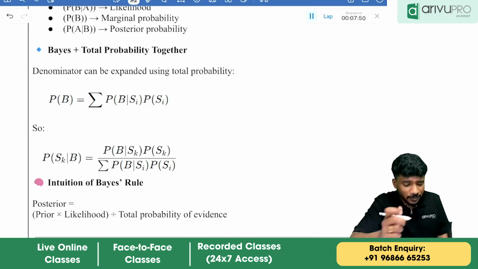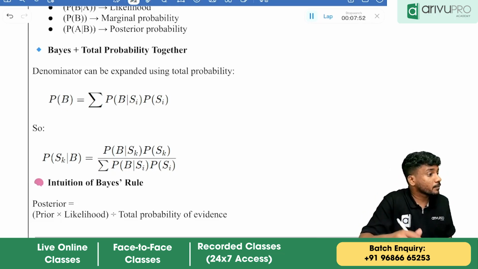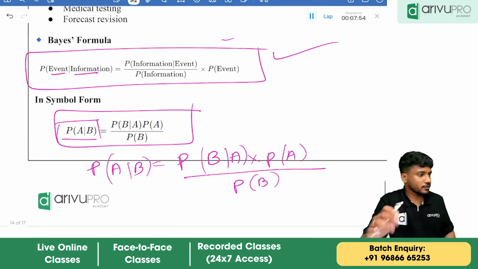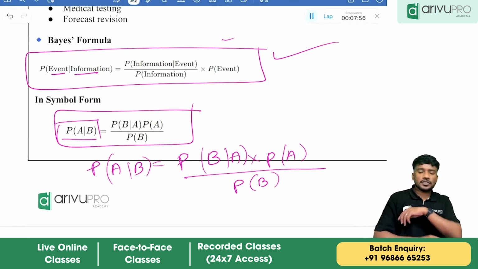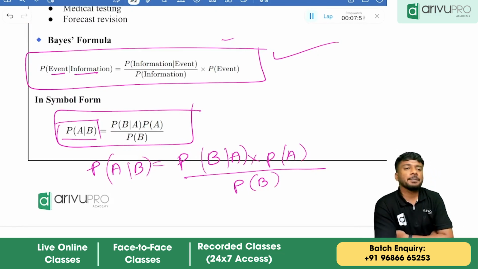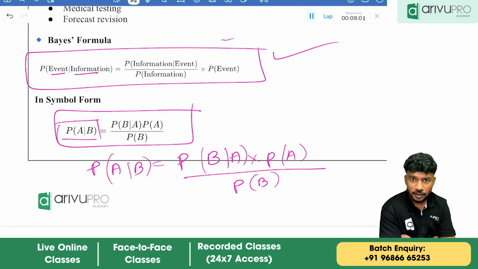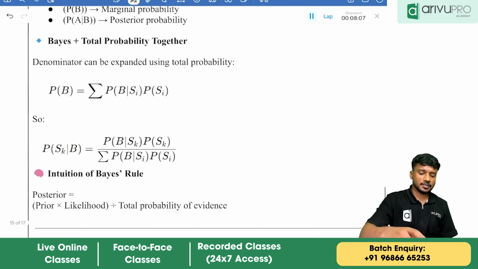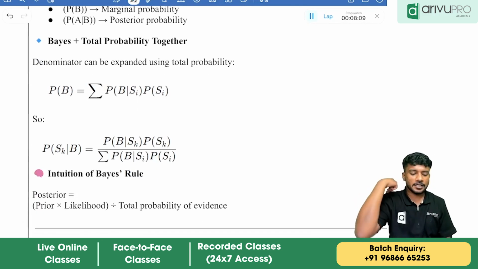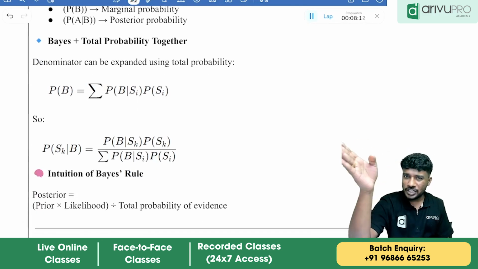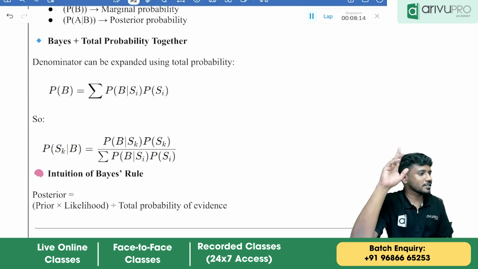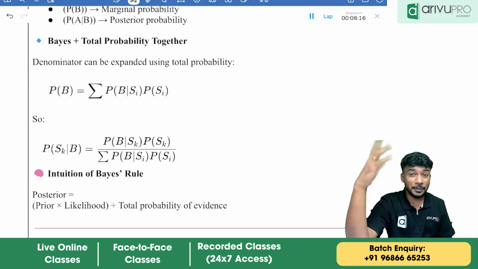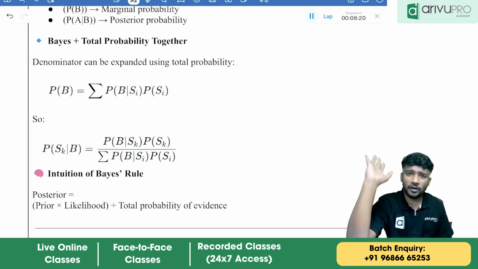Most of the questions will combine Bayes theorem and the total probability together, and we will go for the answer. The formula will look like this, but we will be solving it logically using the probability tree rather than using this formula. I'll solve one question using the formula also for you.